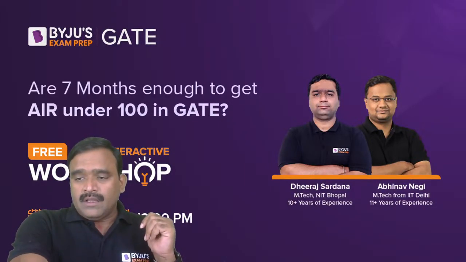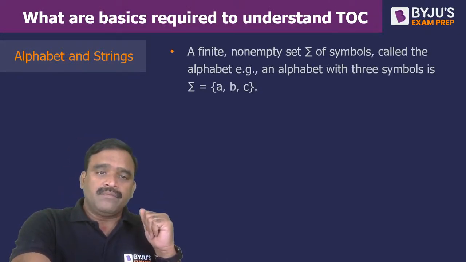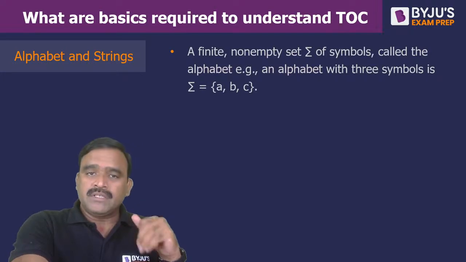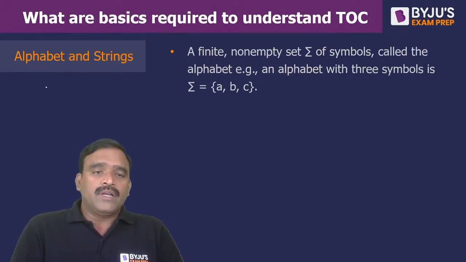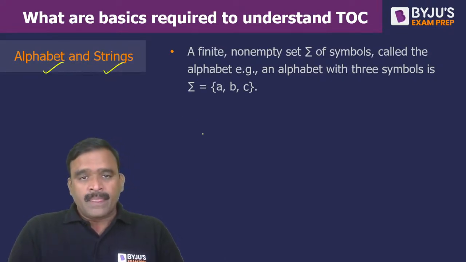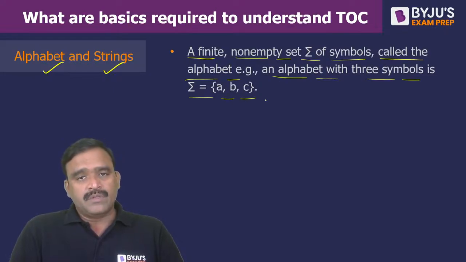Okay, and now let us start the session. So basics, actually what basics are required for understanding the subject? One has to know what is an alphabet and what are the strings. So usually a finite non-empty set sigma of symbols is called the alphabet. Example, an alphabet with 3 symbols is like sigma = {a, b, c}.